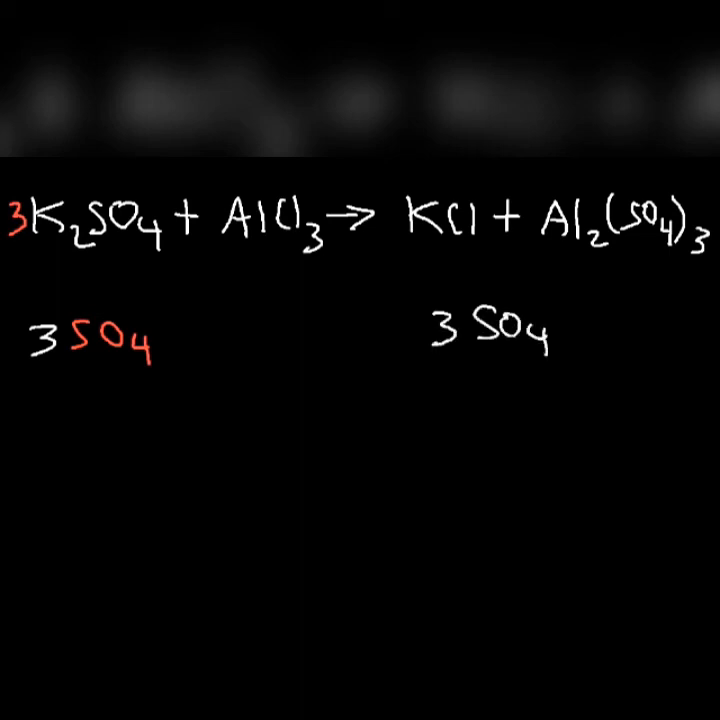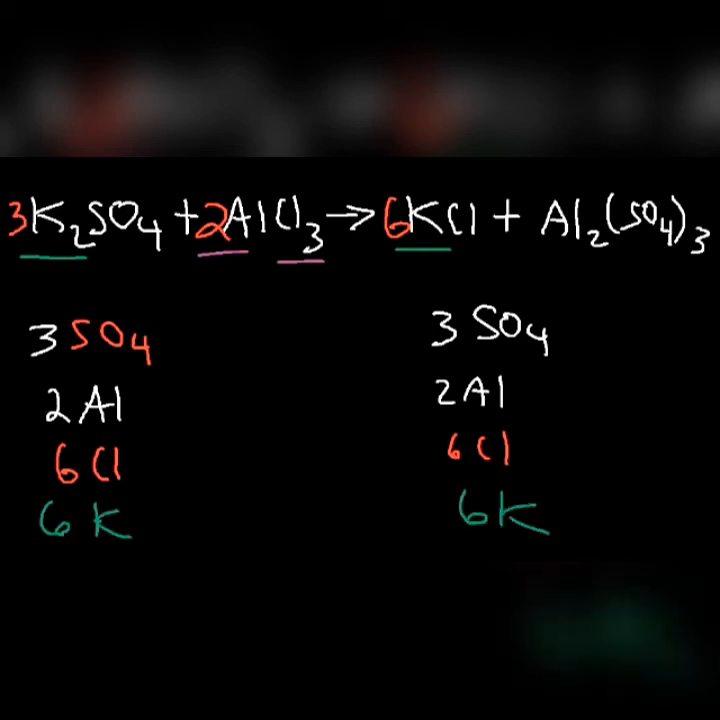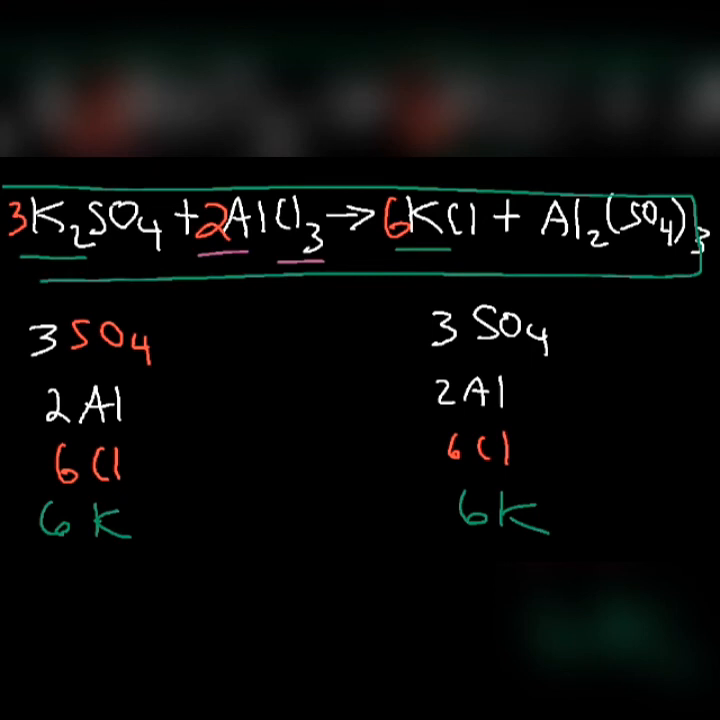Notice that we have 2 aluminum atoms on the right side. So we need to put a 2 in front of AlCl3. So we got 2 aluminum atoms on both sides. Once we do that, notice that we have 6 chlorine atoms on the left side. So we got to put a 6 in front of KCl. Once we do that, we have 6 potassium atoms, and 3 times 2 is 6, so everything is balanced at this point. So this is the answer. The coefficients are 3, 2, 6, and 1.